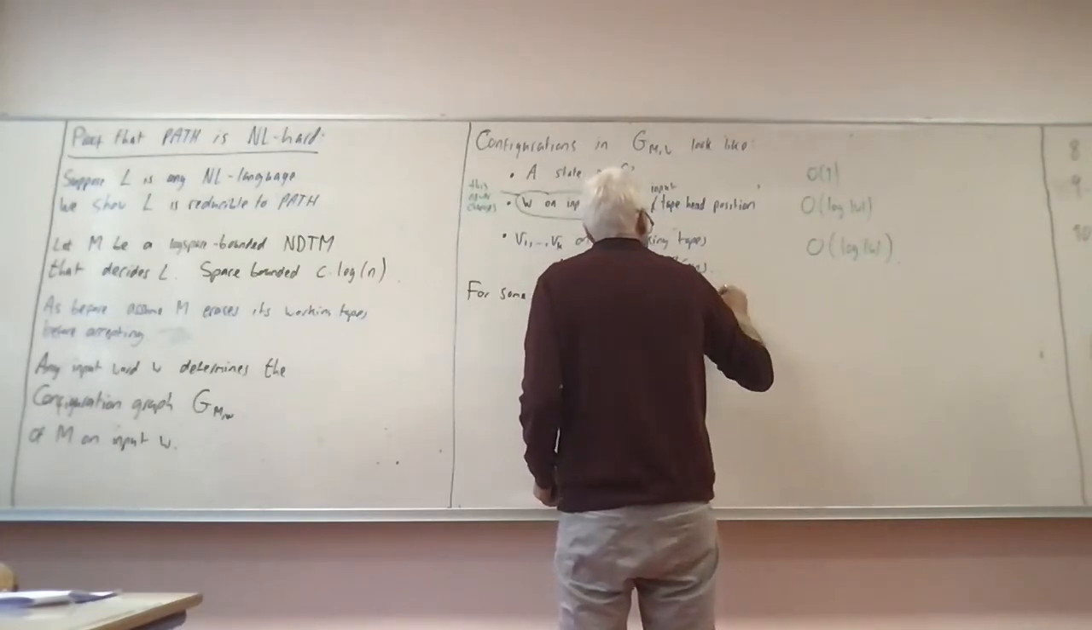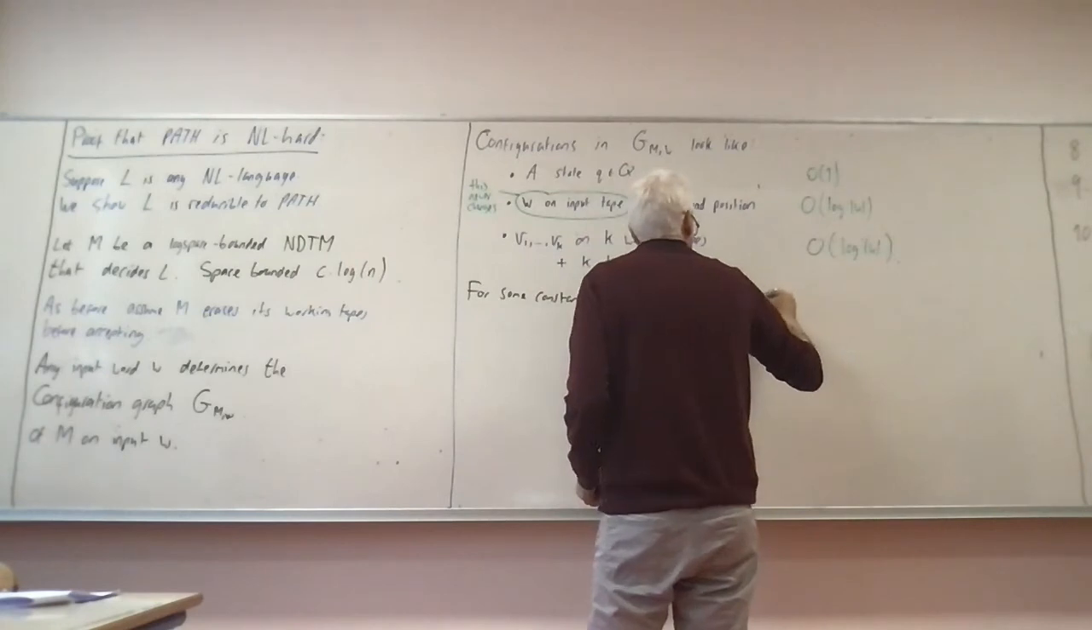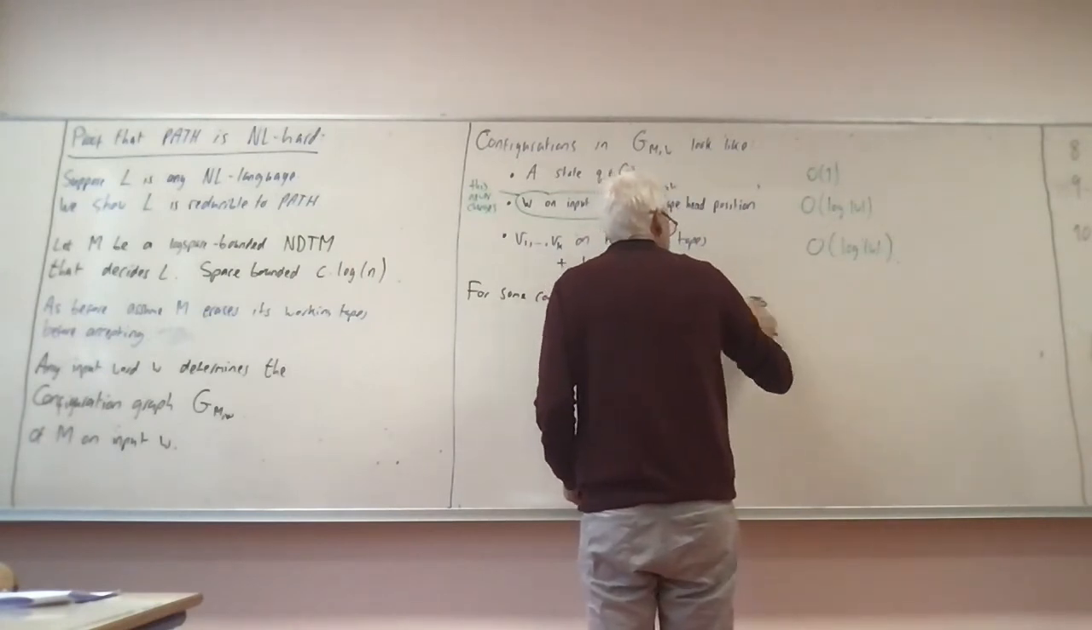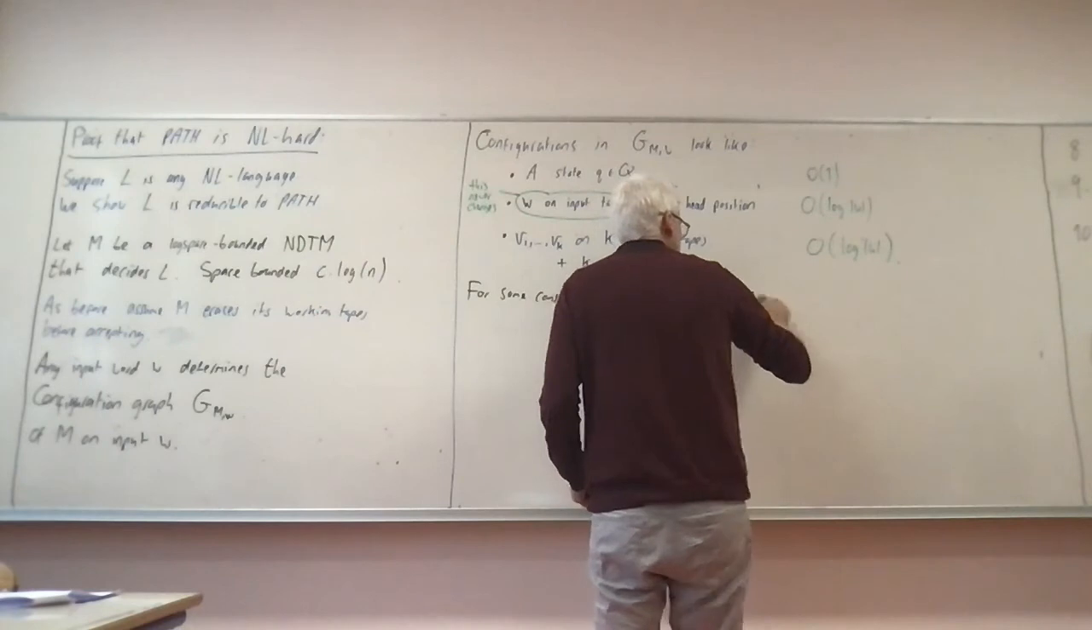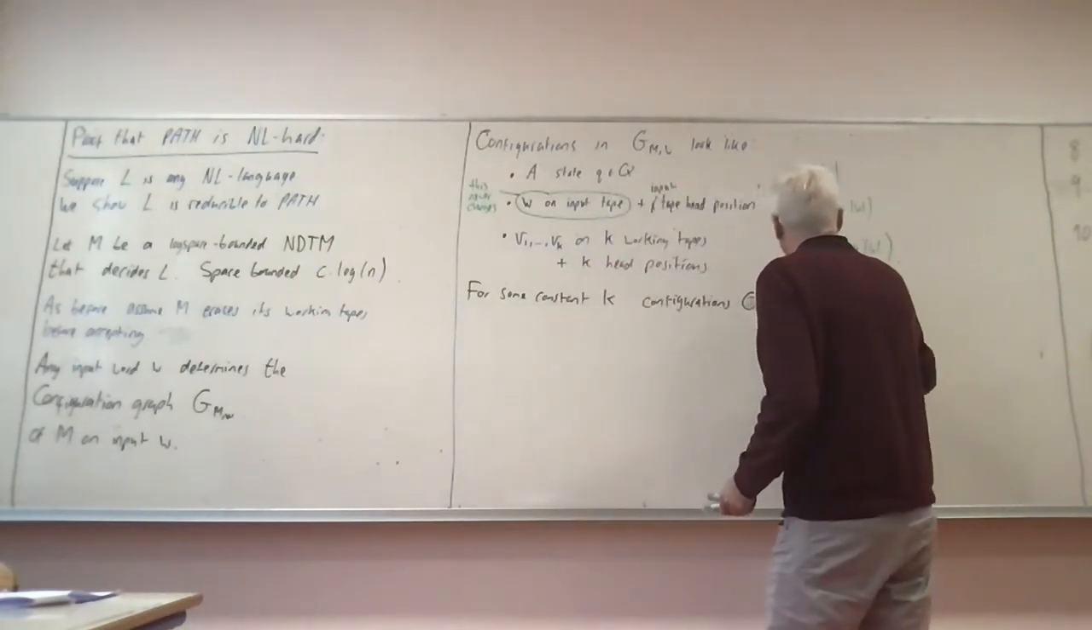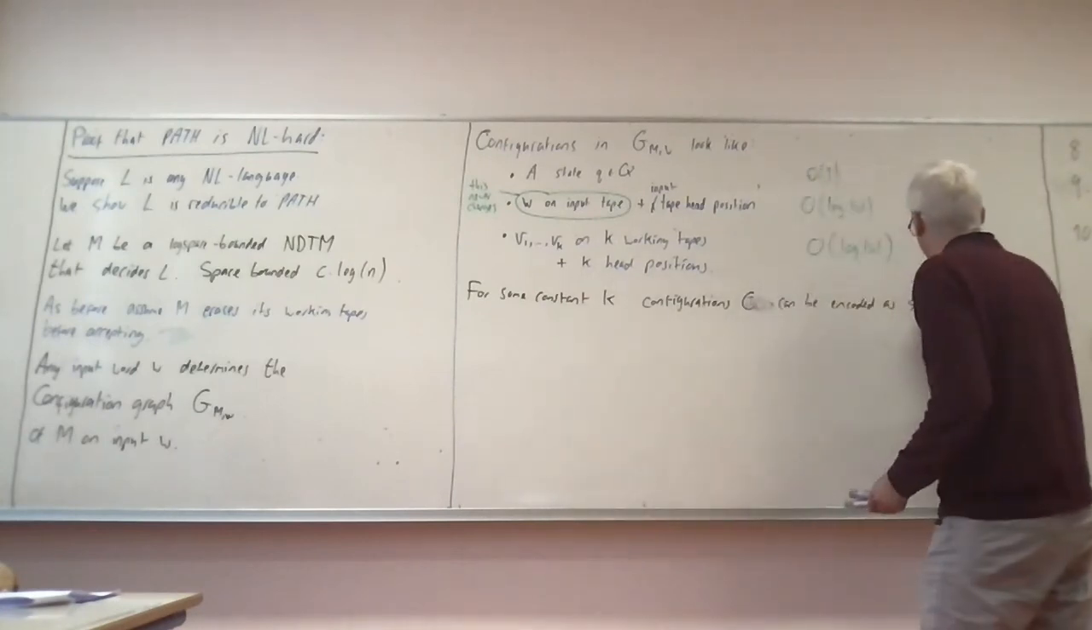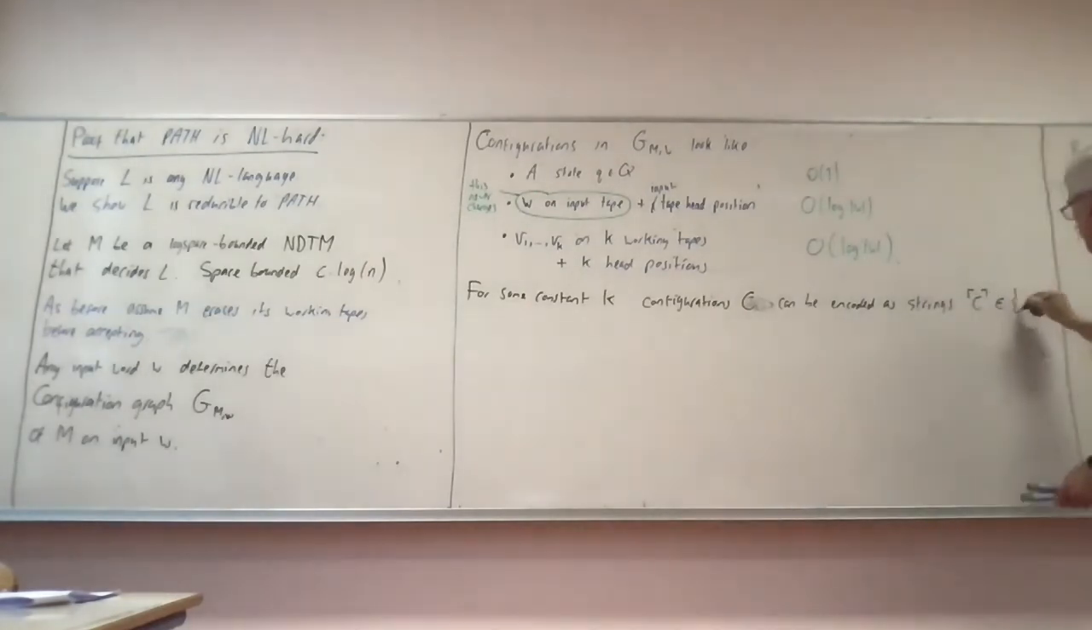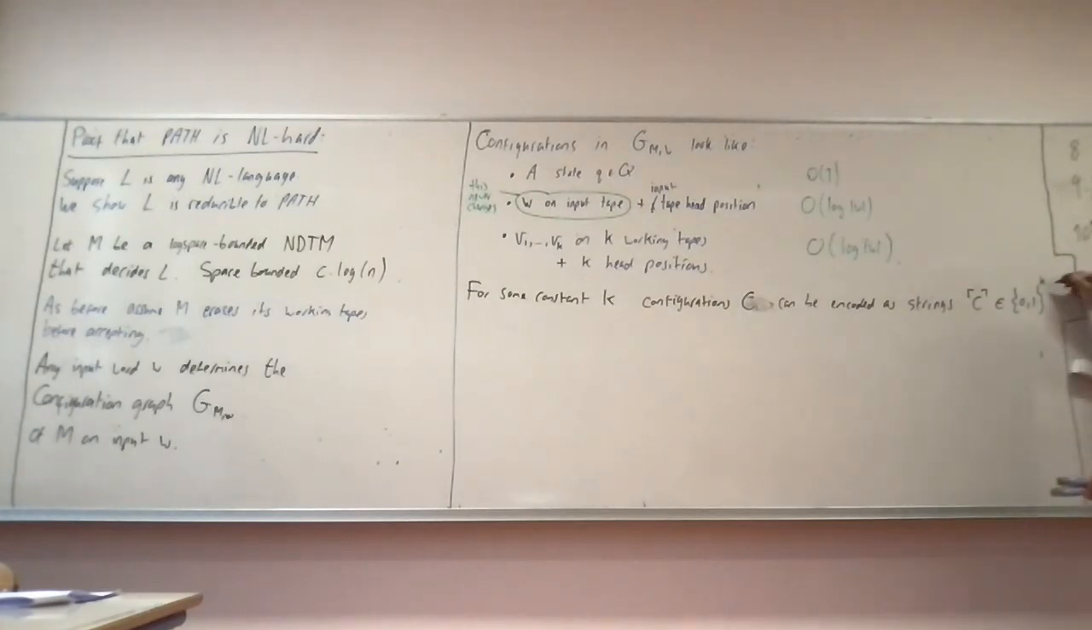Okay, so for some constant K, configurations C, capital C say for configuration, can be encoded as strings, code of C, a string of binary bits of length some K times log of the length of W.